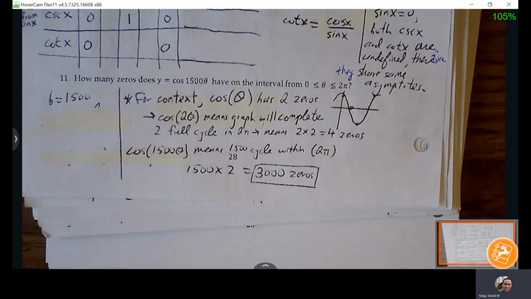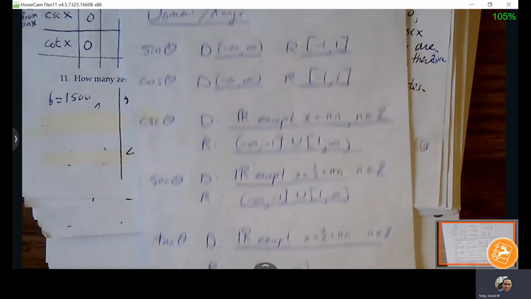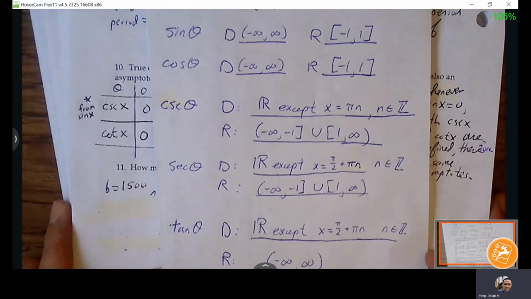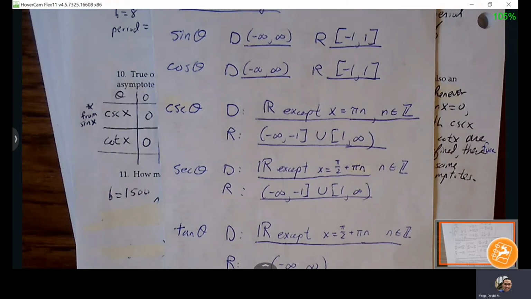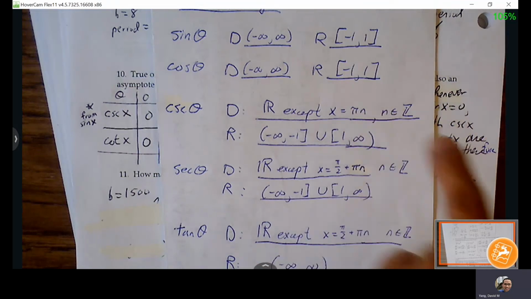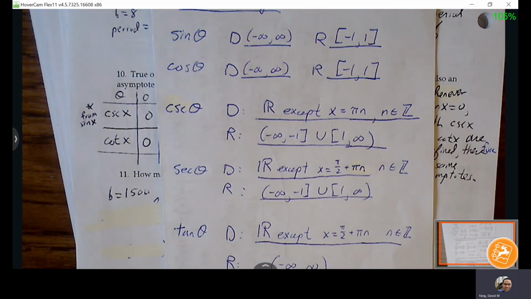Study for your test. One more thing I want to go over is domain and range for parent graphs. I will send this out through Remind as well, or you can take a picture of it. Sine and cosine have domain negative infinity to infinity, but the range is from -1 to 1, right? Cosecant, wherever sine is 0, which is pi, those will be vertical asymptotes. And then the range has a break: negative infinity to -1, and then from 1 to infinity, because we have all those upside down parabolas.